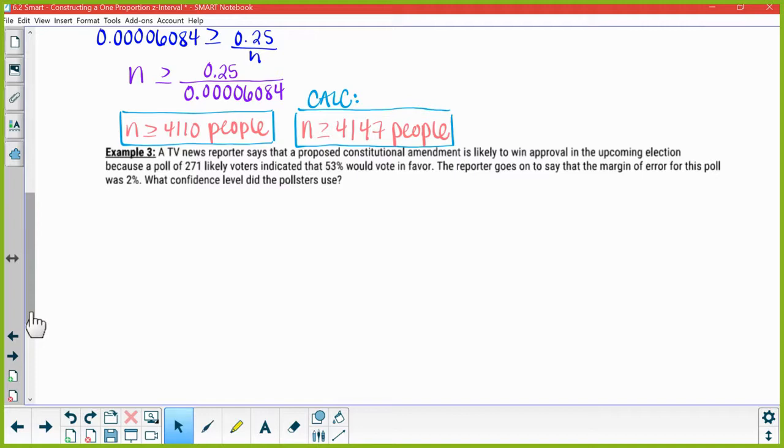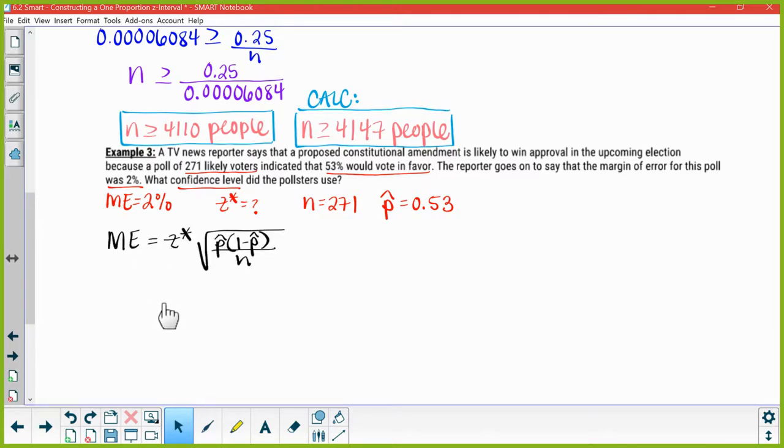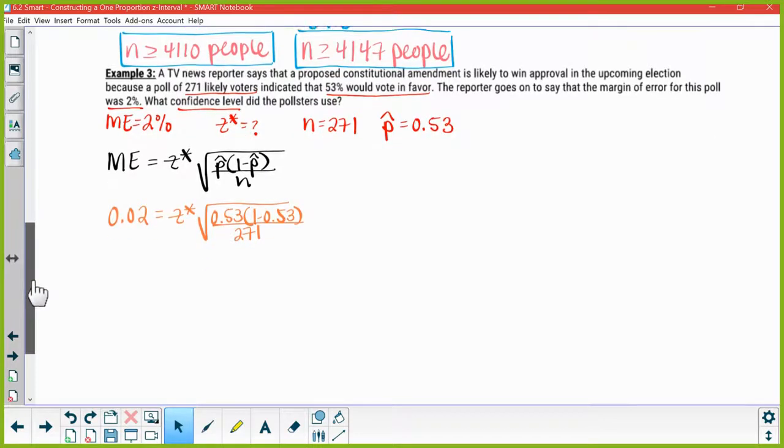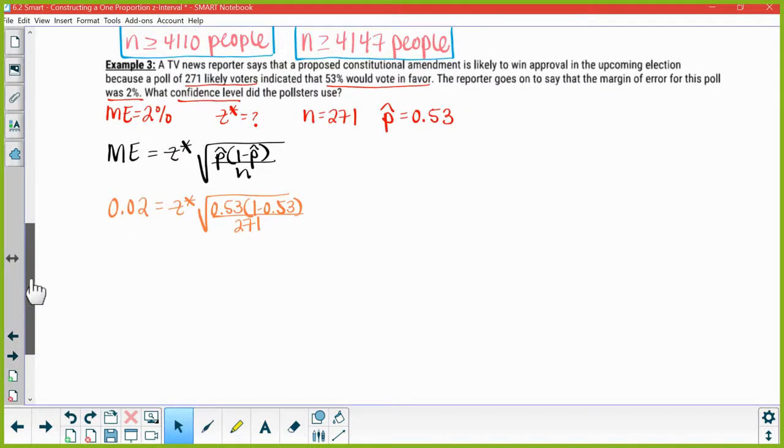So first thing I'm going to do, I'm going to identify some things that I know. Margin of error. We don't know what z star is in this case. We know n is 271. And we have a p hat. We have a sample that indicated 0.53 are voting in favor. So I'm going to take all of those values and plug them into my margin of error formula with what I know. And again, I'm going to walk you through the algebra version, and then I will walk you through how to do it in your calculator.